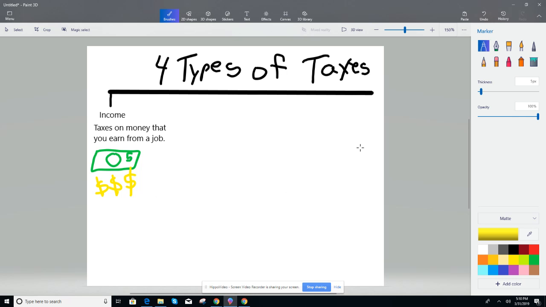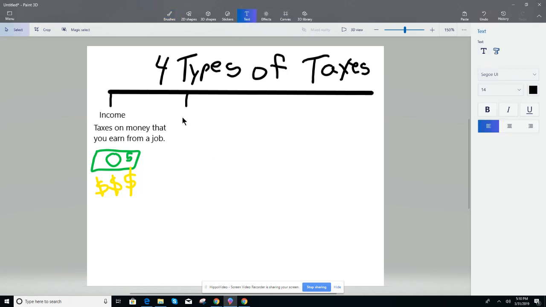The second kind of tax that everybody pays, if you're shopping, and it doesn't really matter how old you are. If you're buying something, you're paying this kind of tax, and this is called a sales tax.